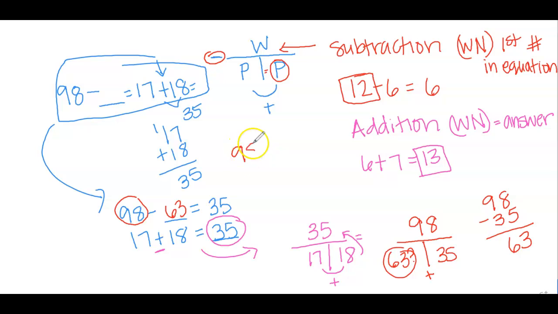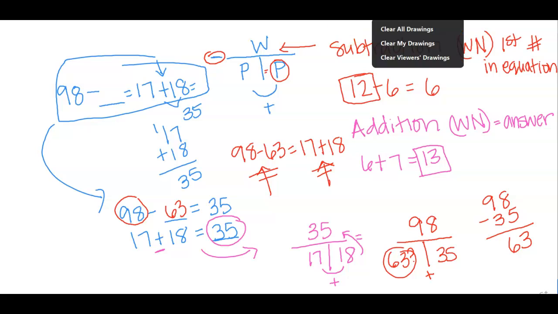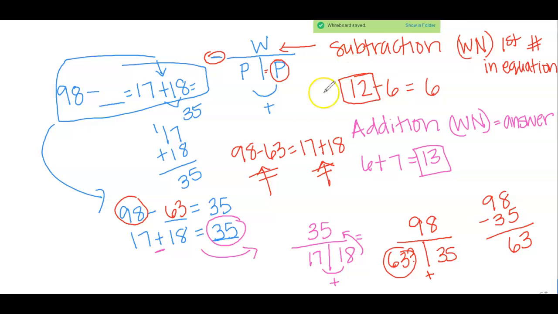So 98 minus 63 is the same as 17 plus 18. That means whatever answer I get here has to be the same exact answer that I get here. Okay, let's look at another one.